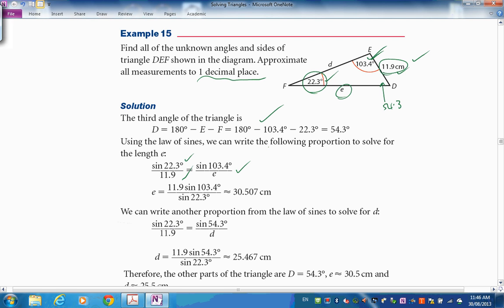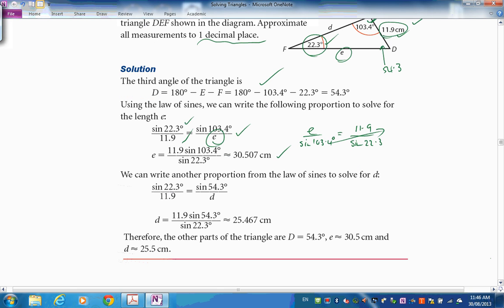Okay, now I wouldn't have started that way. We see we need a side, so start off with E over sine of 103.4 equals 11.9 over its ratio, sine of 22.3, and then just multiply across by that, rather than having the unknown in the bottom line. So here's approximately this. Don't truncate it yet. If we need it later, we want more decimal places. Okay, so hold the decimal places.